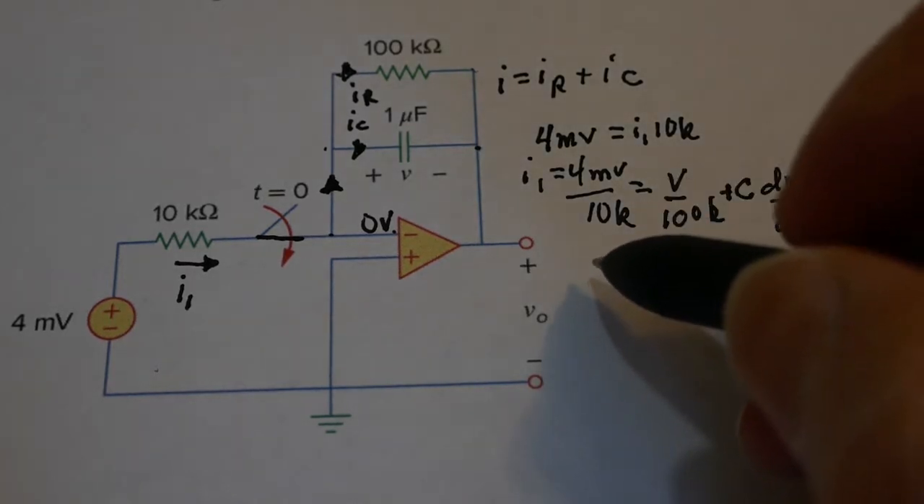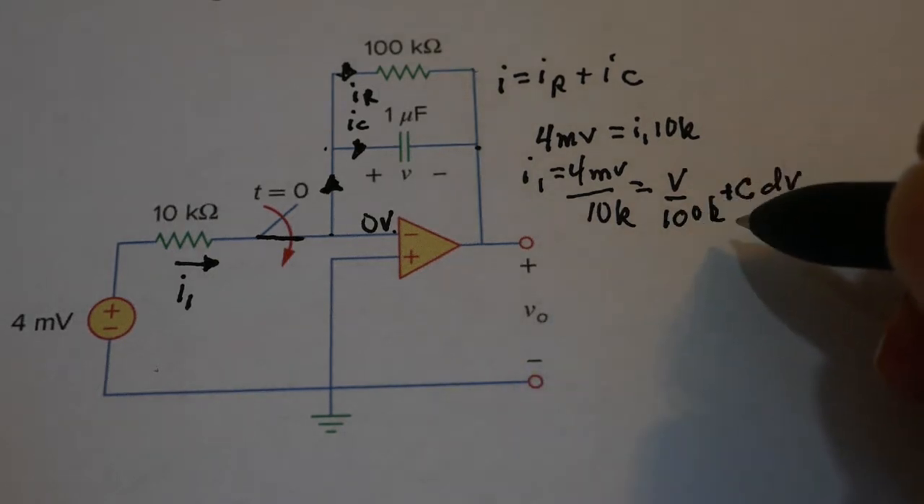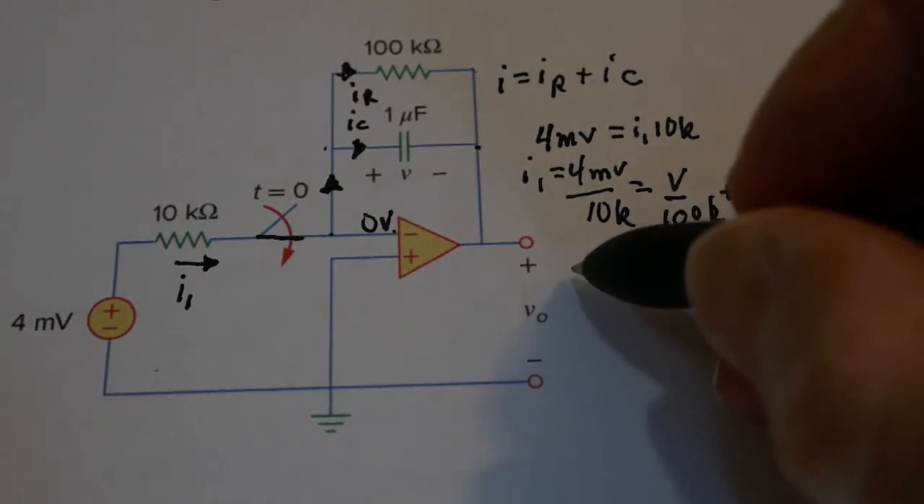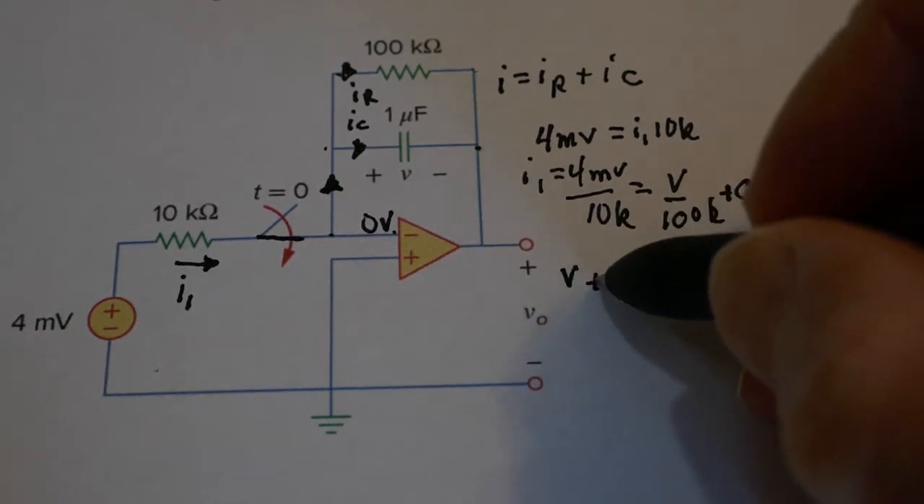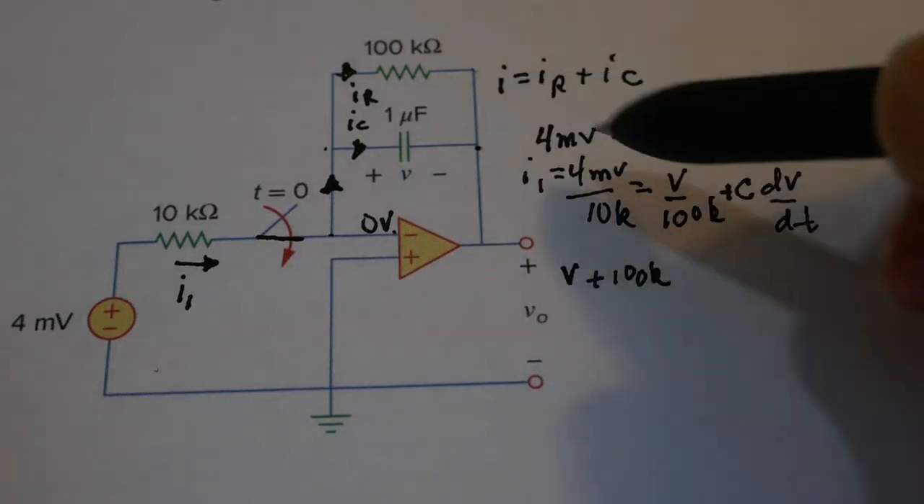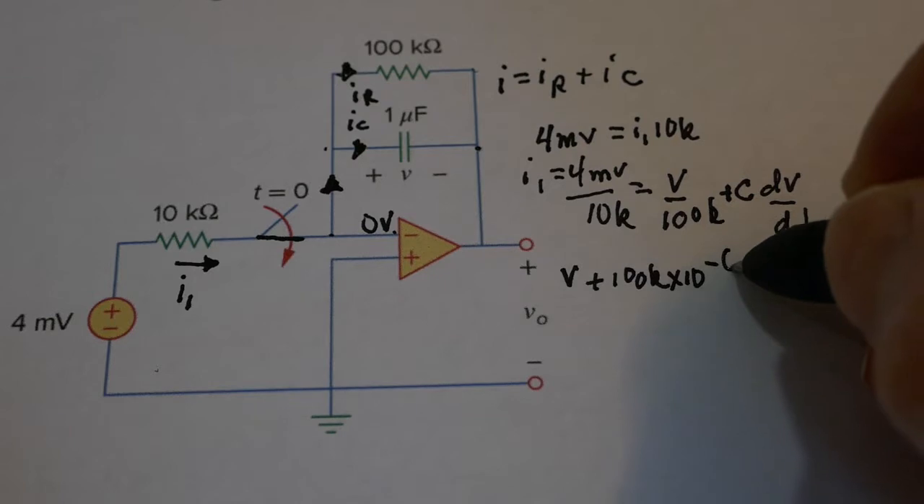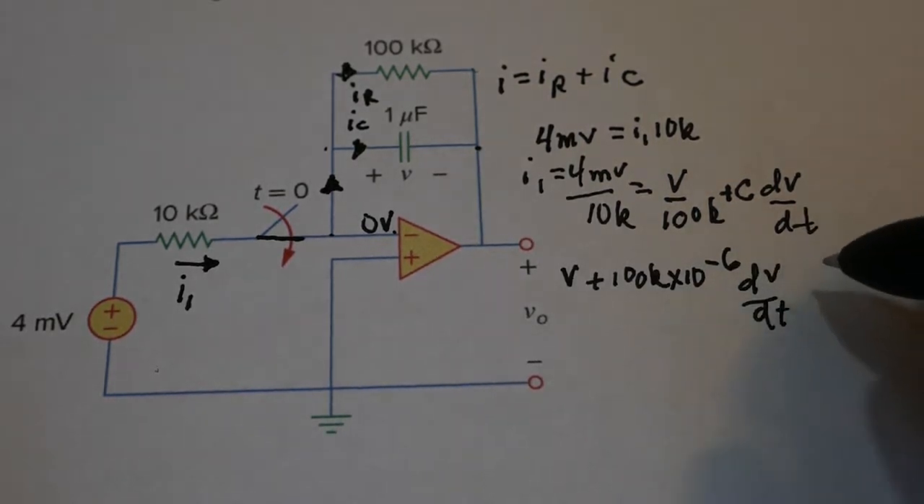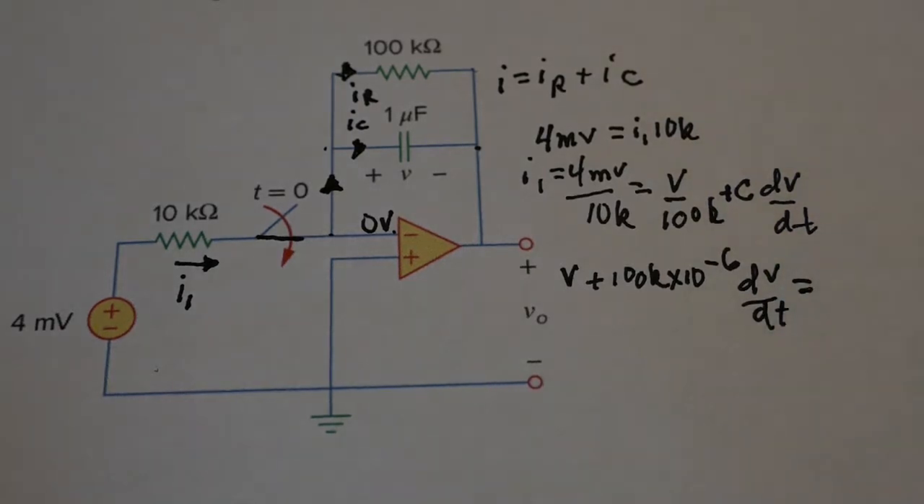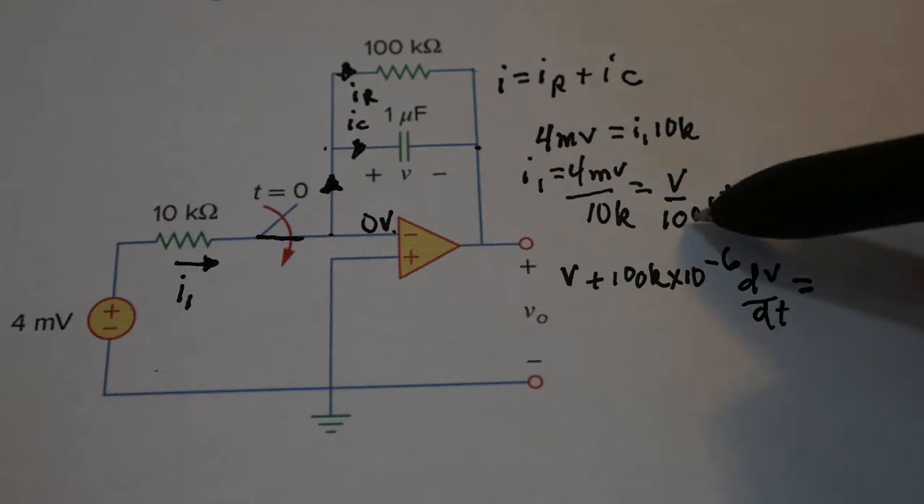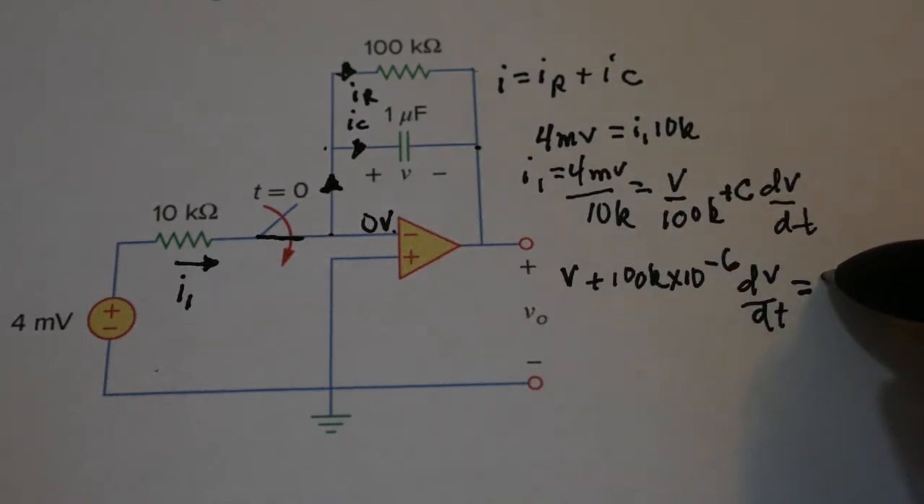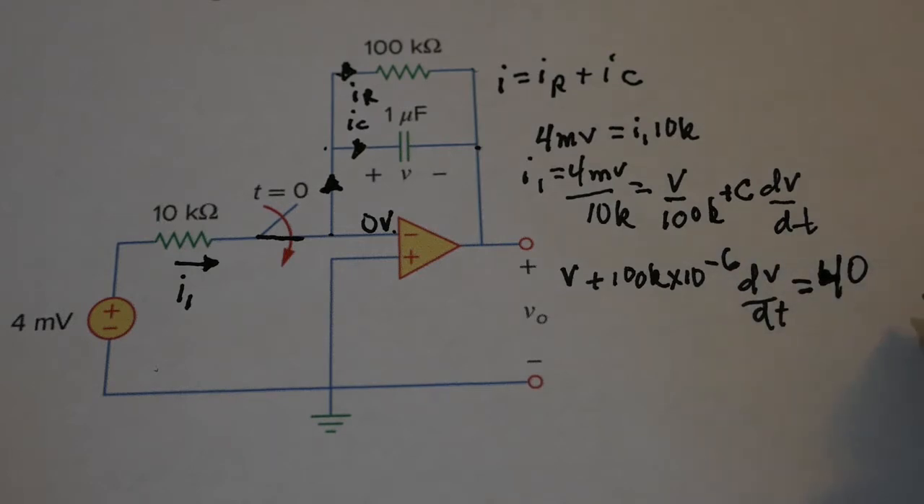Okay, now we have our differential equation, and if we multiply everything through, we're going to get V plus 100K times 1 microfarad, that's 10 to the minus 6, dV/dt, is just going to equal to, and that's going to be 100K over 10K times 4, so that's 10 times 4, 40 millivolts.